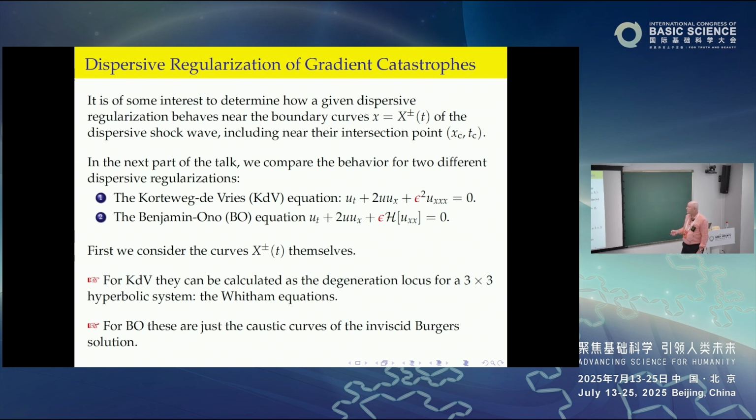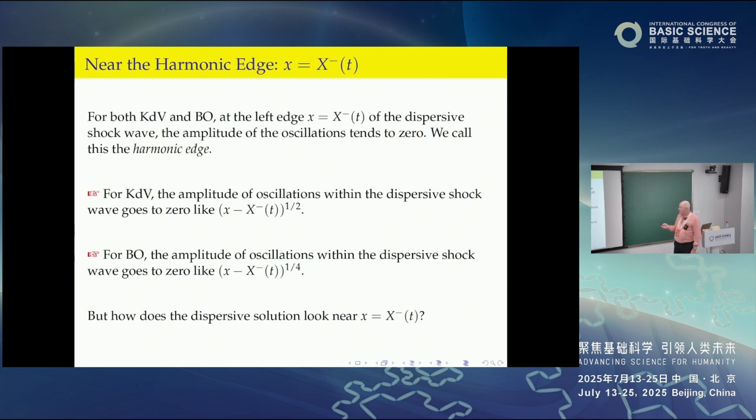Okay, all right, so now the edge, x equals x minus of t, we call that the harmonic edge of the problem. The reason we call it that in both cases is that the amplitude of the dispersive shock wave goes to 0 at the left edge. That means that the equation becomes almost linear, if you like, at the left edge as a perturbation of the background, and therefore you expect sinusoidal waves, something sort of sinusoidal. So that's called the harmonic edge.